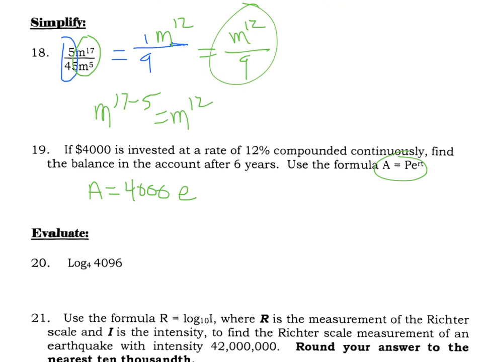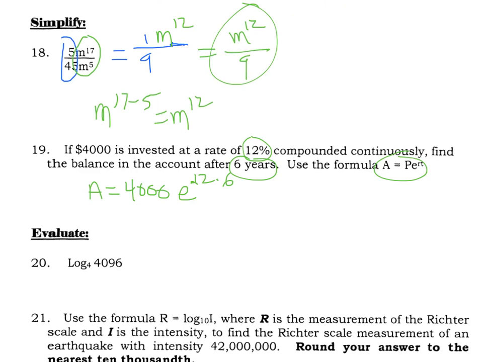Remember that e is a special number like pi, and you have an e button on your calculator, so we'll just leave that as it is. And then up in the exponent, it's going to be the rate, and again, 12%, but as a decimal is 0.12. And then times time, the problem asks for 6 years.